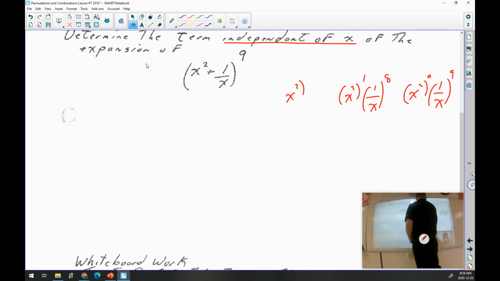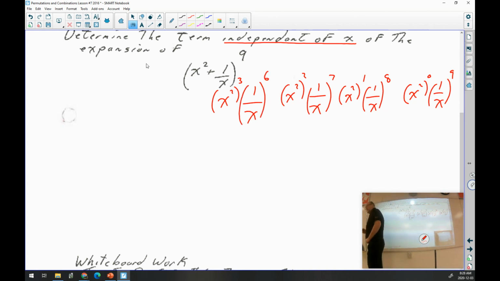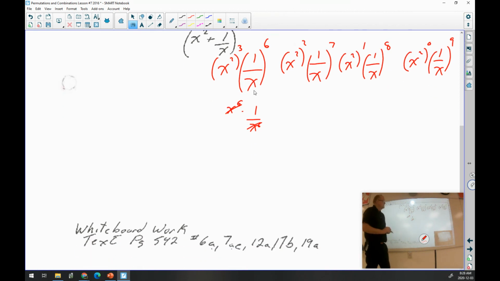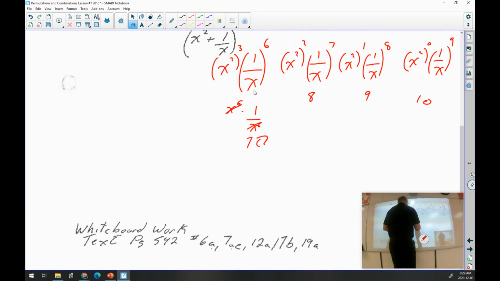Next term is x squared to the 2, 1 over x to the 7th. Why am I thinking this might not work? X squared cubed, 1 over x to the 6th. Okay, so this does work. I was wrong. What we're going to have with this term is x to the 6th times 1 over x to the 6th. They're going to cross off. So I found that this is going to be my 10th, 9th, 8th, 7th term.